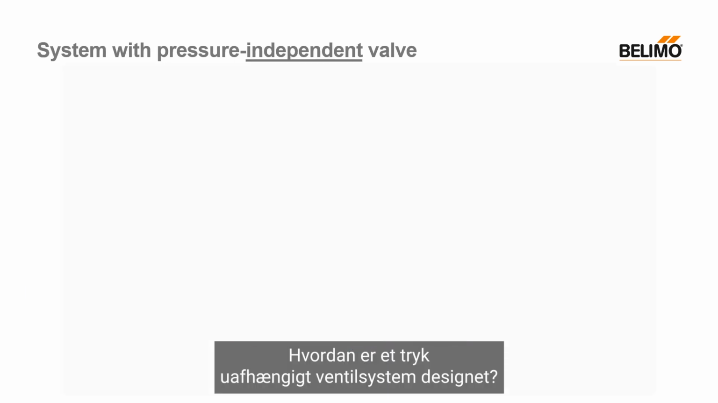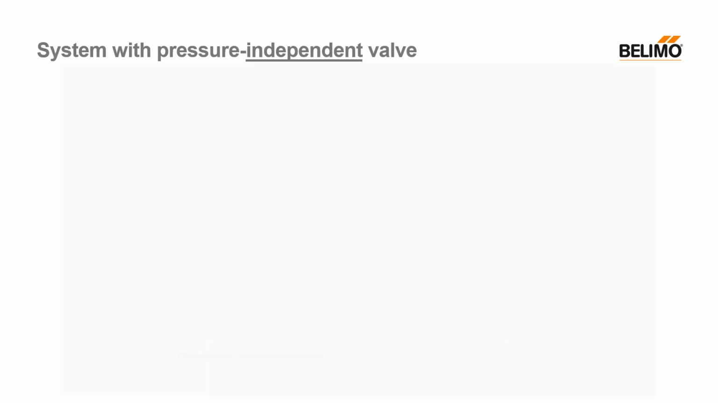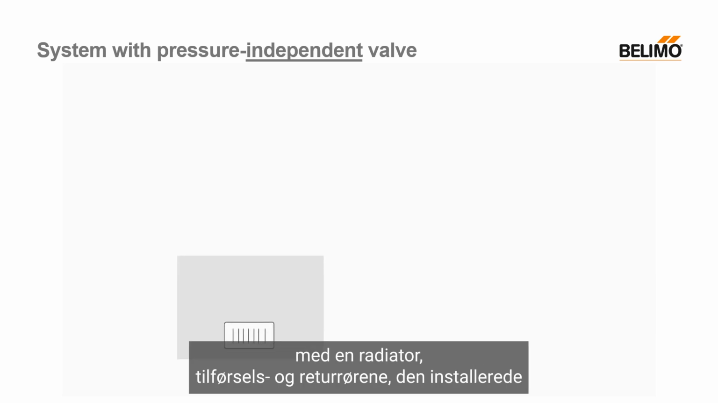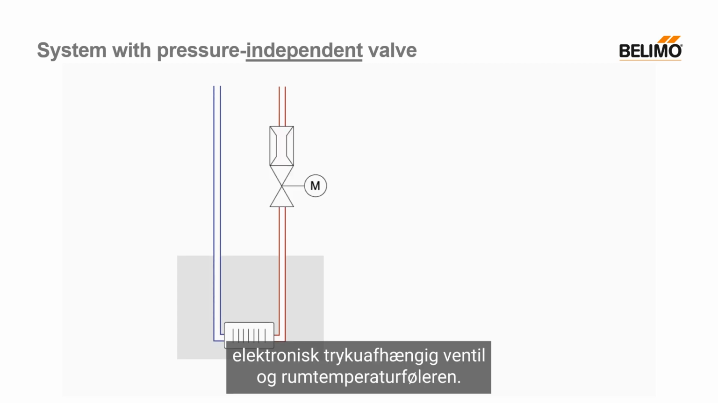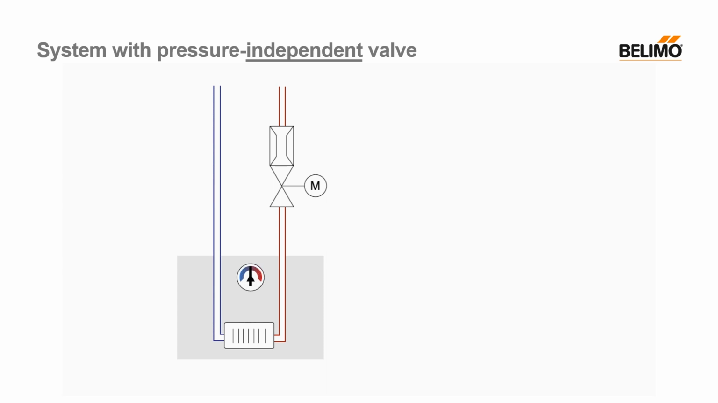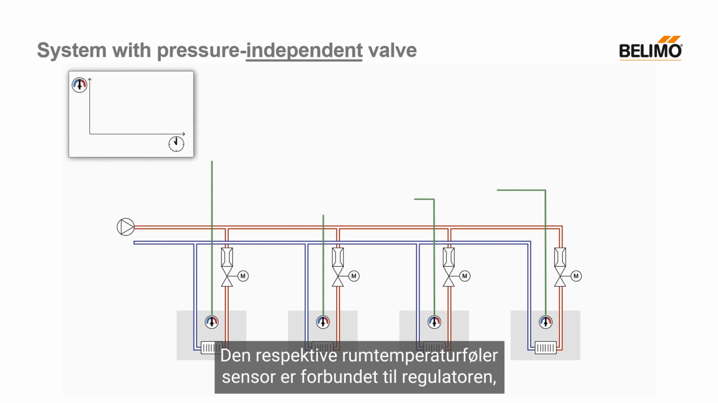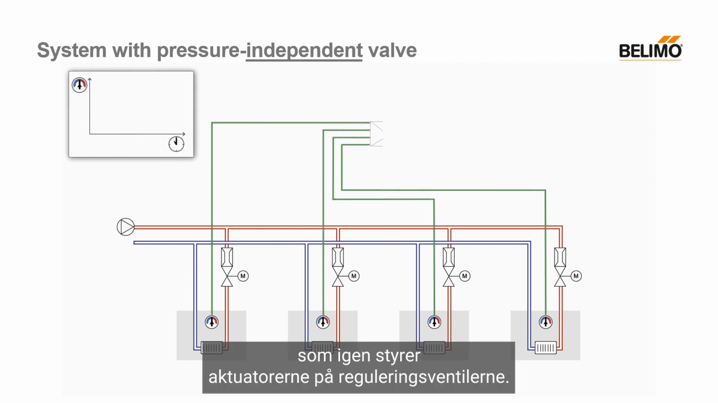How is a pressure-independent valve system designed? As in the pressure-dependent valve example, we again see the room with the radiator, the supply and return pipes, the installed electronic pressure-independent valve, and the room temperature sensor. The respective room temperature sensor is connected to the controller, which in turn controls the actuators of the control valves.